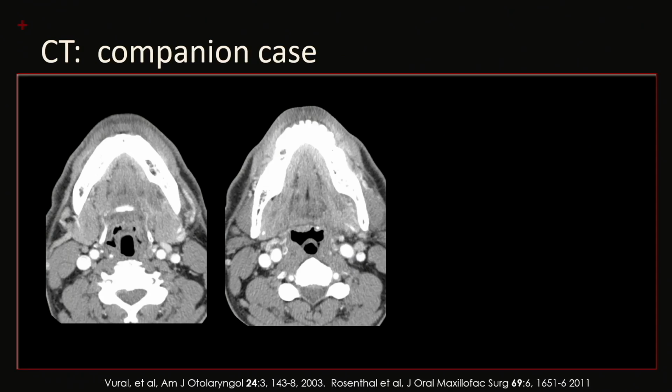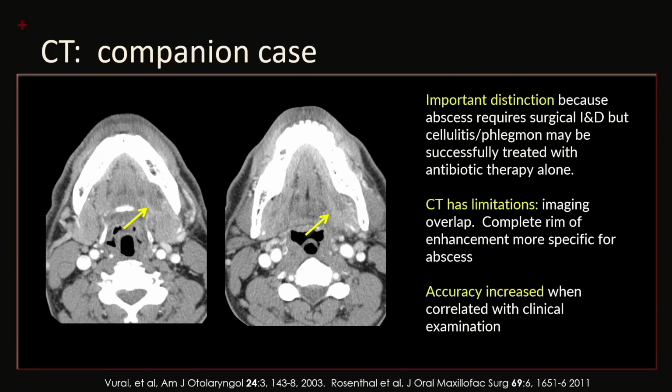So now we look at this companion case. And this companion case similarly has an area of soft tissue thickening deep to the mandibular body. And there does appear to be rim enhancement. So we think, gosh, this must be an abscess. But in this case, they tried to aspirate and they got no pus.